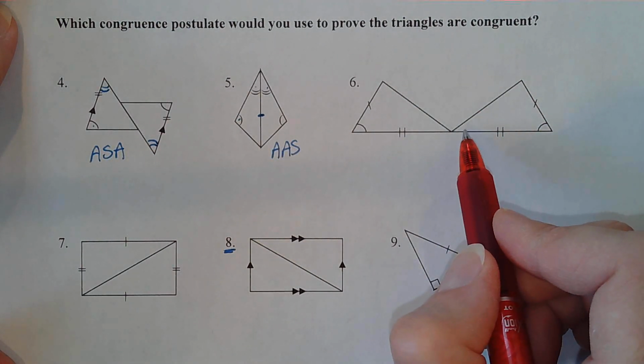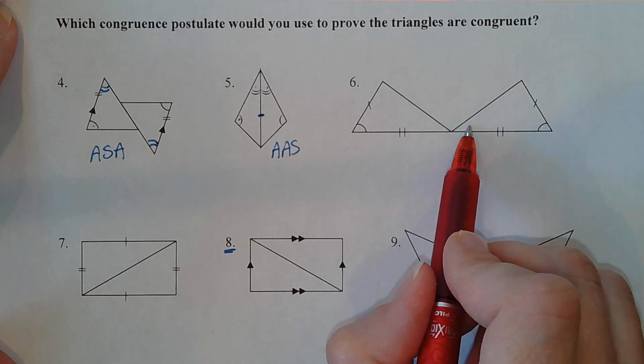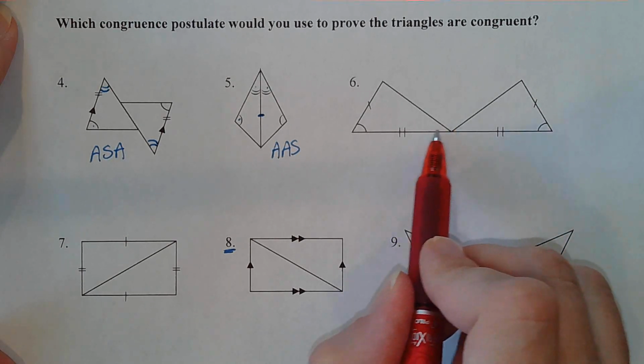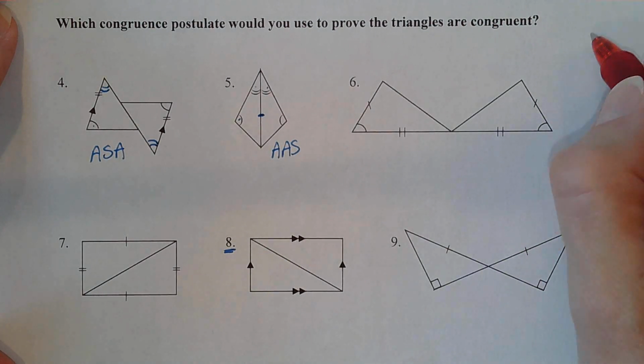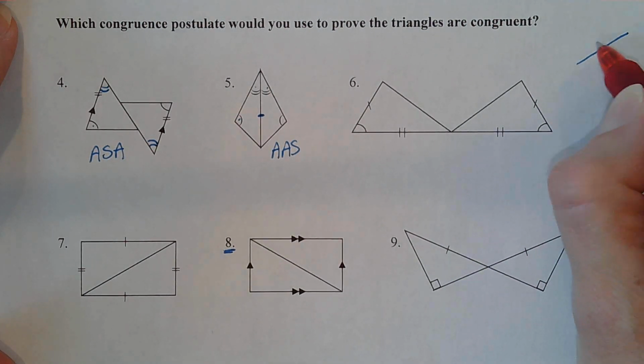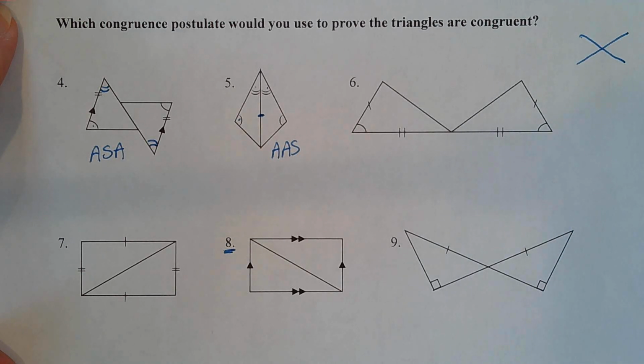Number 6, be really careful. I got some homework papers that were saying these are vertical angles here. They're not. Vertical angles only occur when you've got two straight lines intersecting each other. For example, two straight lines like this. Okay.